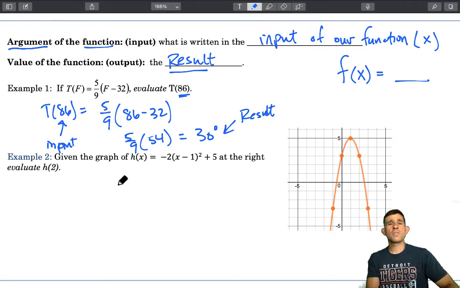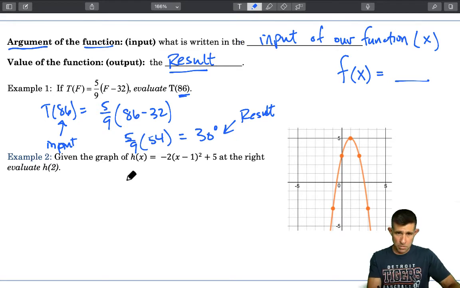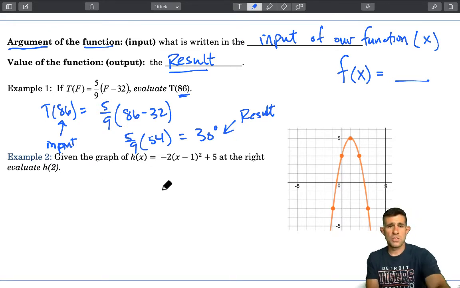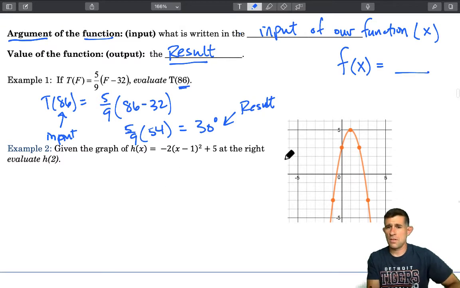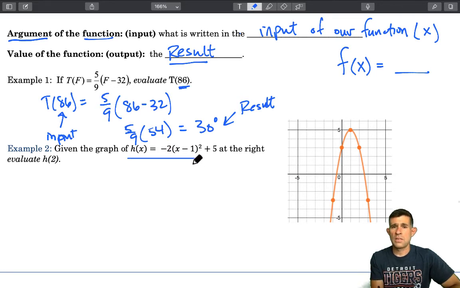Now we can also see arguments or inputs and outputs on graphs. So in example 2, that's what we're going to turn our attention to now, is this graph here. We have the graph of this function h of x. It is -2 times the quantity x minus 1 squared plus 5. We want to evaluate h of 2.